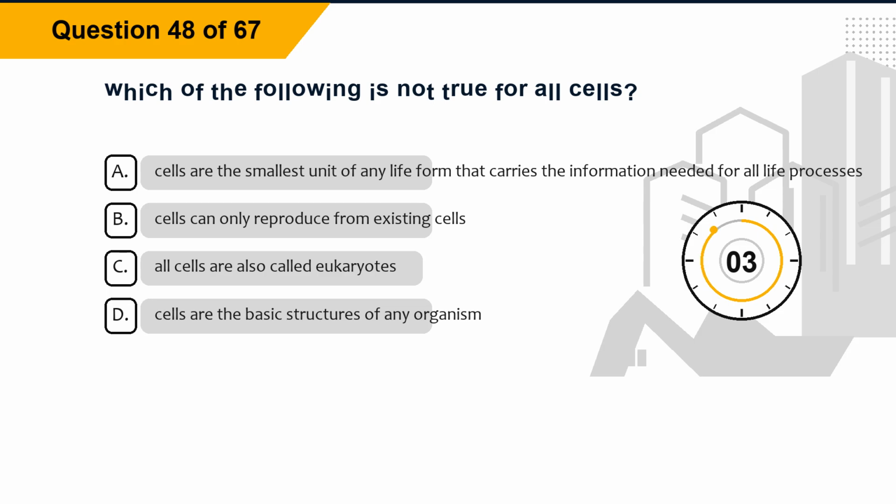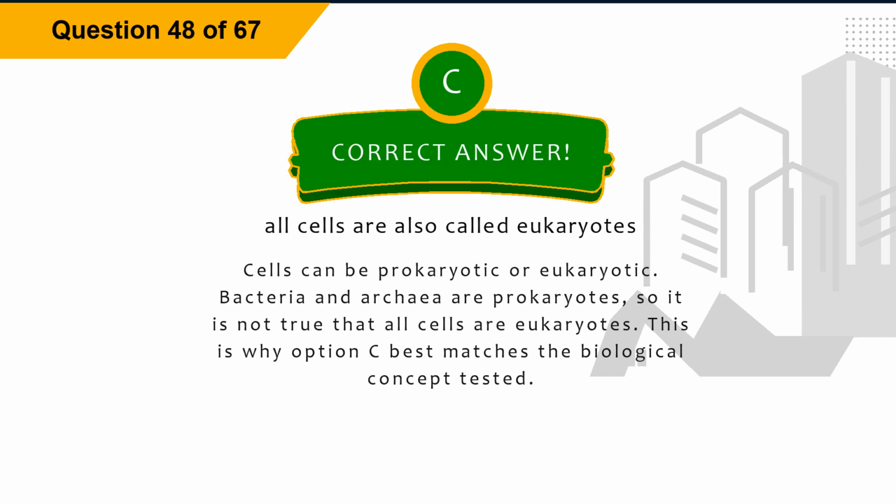Cells are the basic structures of any organism. The correct answer is option C. All cells are also called eukaryotes. Explanation. Cells can be prokaryotic or eukaryotic. Bacteria and archaea are prokaryotes, so it is not true that all cells are eukaryotes. This is why option C best matches the biological concept tested.